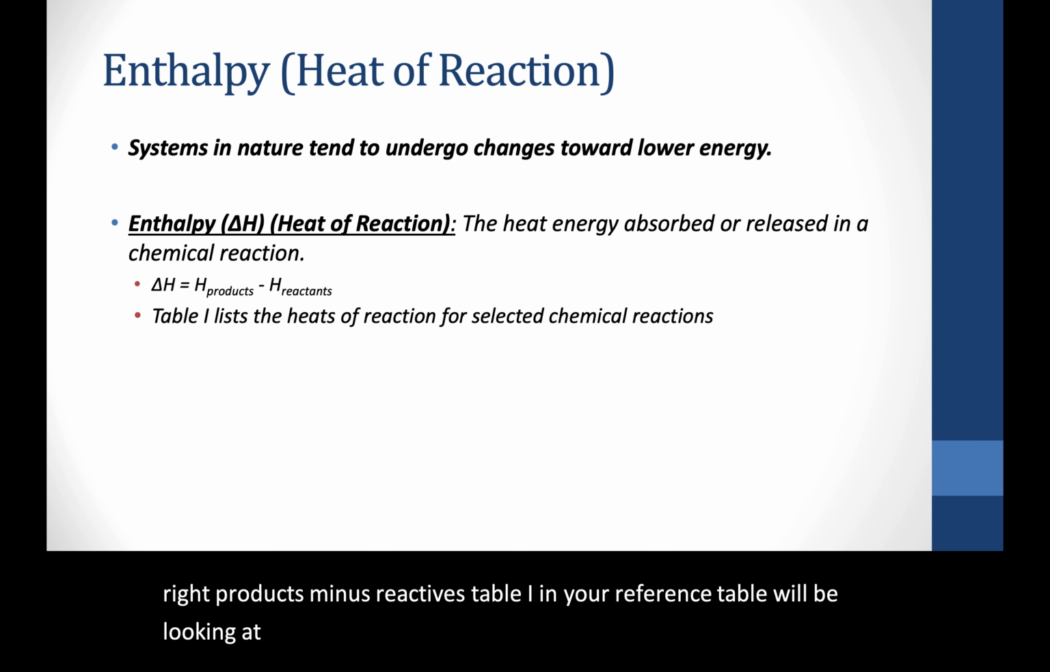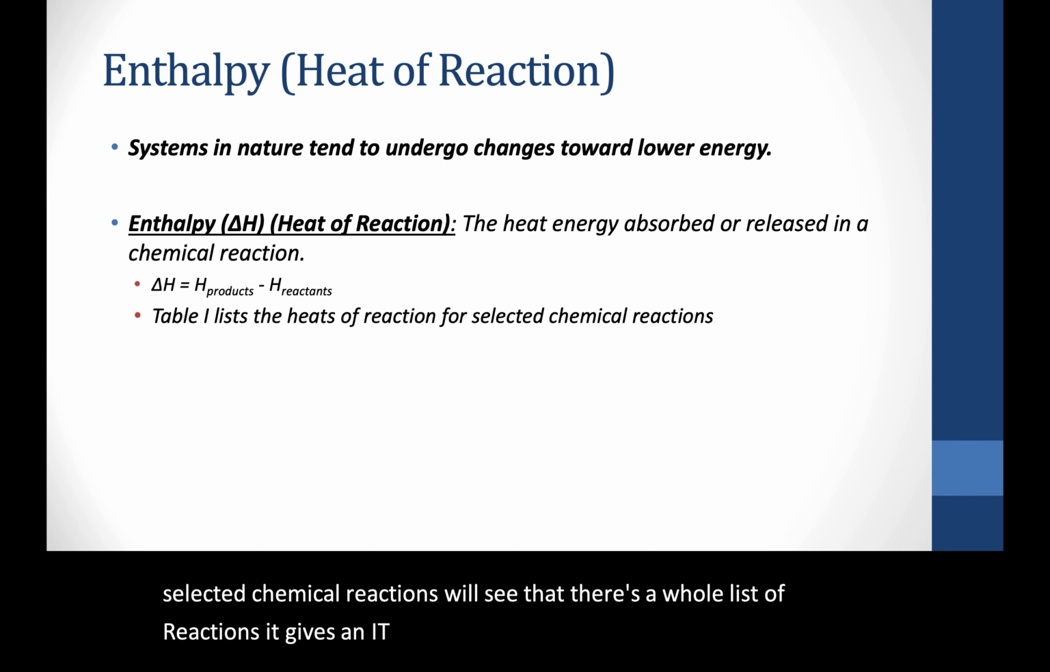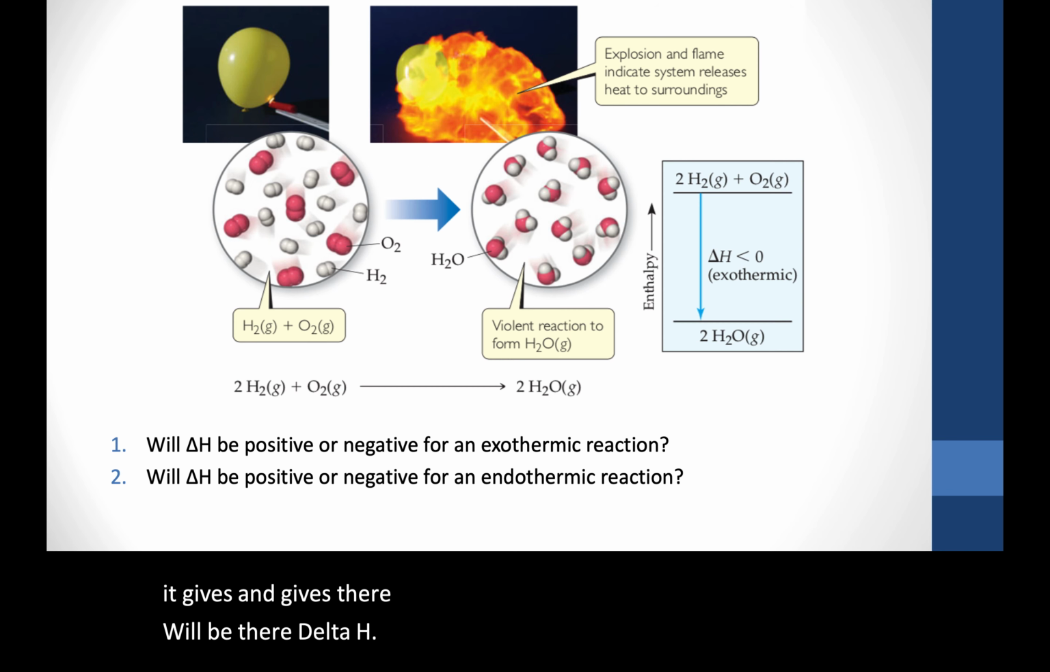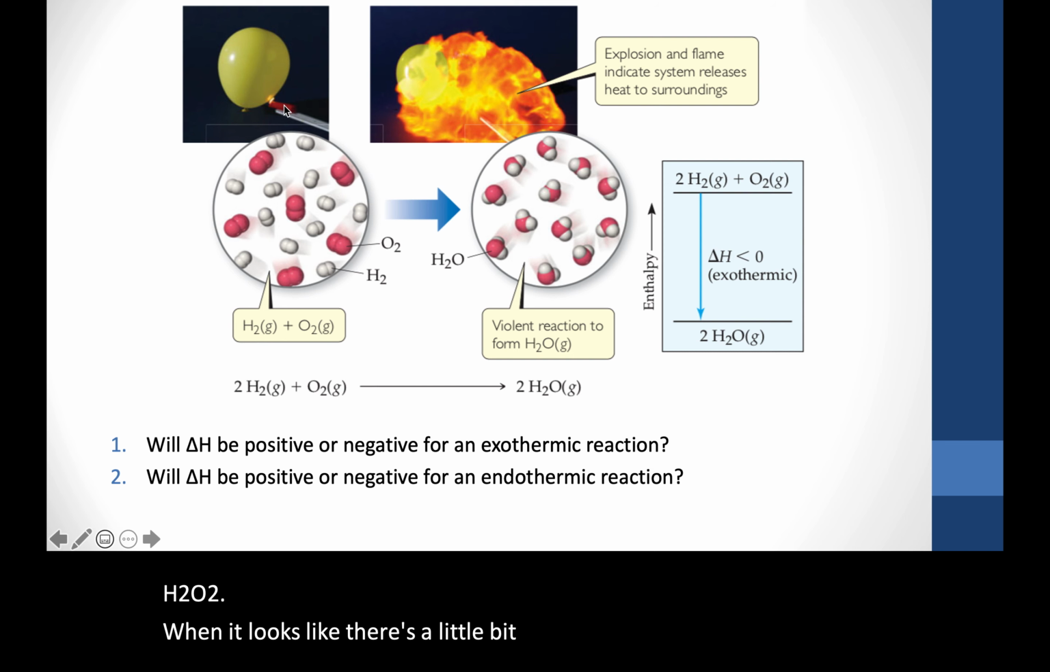That has the heats of reaction for a bunch of selected chemical reactions. We'll see that there's a whole list of reactions it gives, and it gives their enthalpy, their delta H. Okay. So let's take a look at this graphic here. Let's see what's going on. We got a balloon filled with, it looks like hydrogen and oxygen gas, right? H2 and O2, okay? Then it looks like there's a little bit of activation energy in the form of a candle. And then we see this explosion, right?